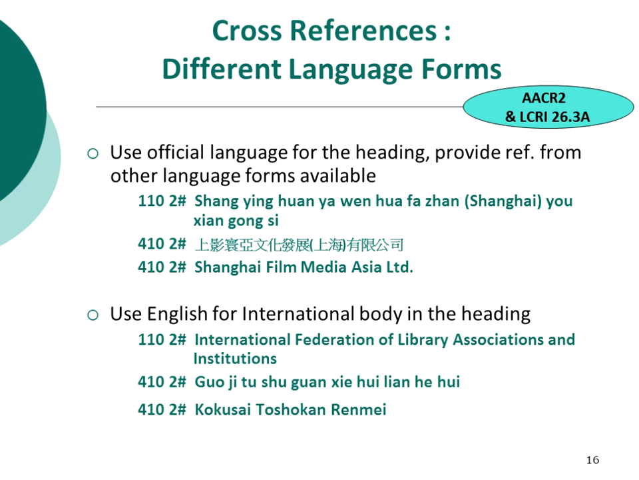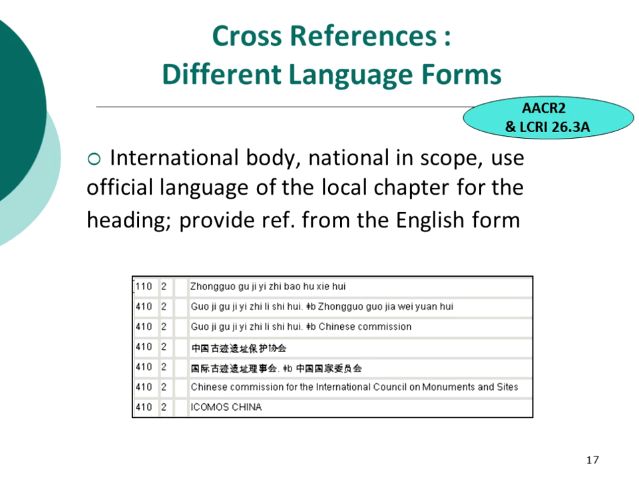If the name of an international body appears in an English form, use the English form. So in other words, if you have an international body, use English as the official language form and provide all the other language forms that are available in the cross-reference. This is nothing new, so we will quickly get through this and move on to see another example here.